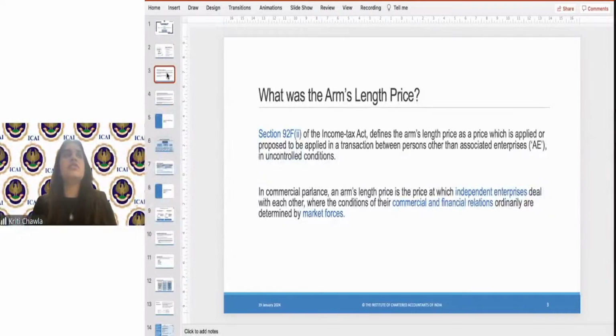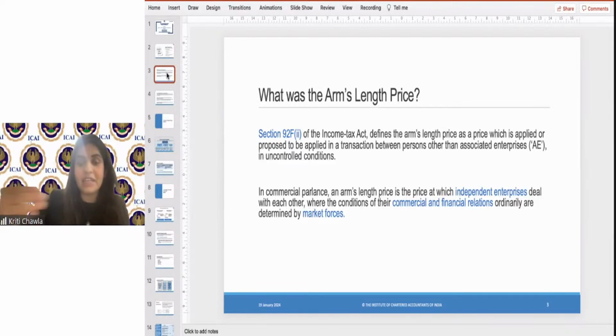So what we have for today is just a slide which is summarizing what we did last lecture. We did what exactly the arm's length price is. If you look at section 92F, it basically says that arm's length price is a price that you apply in situations between persons other than AEs. That basically means that arm's length price is the price at which independent enterprises are transacting.